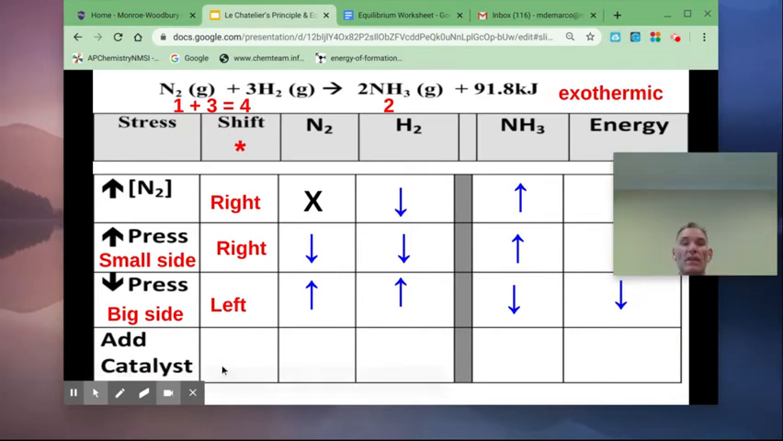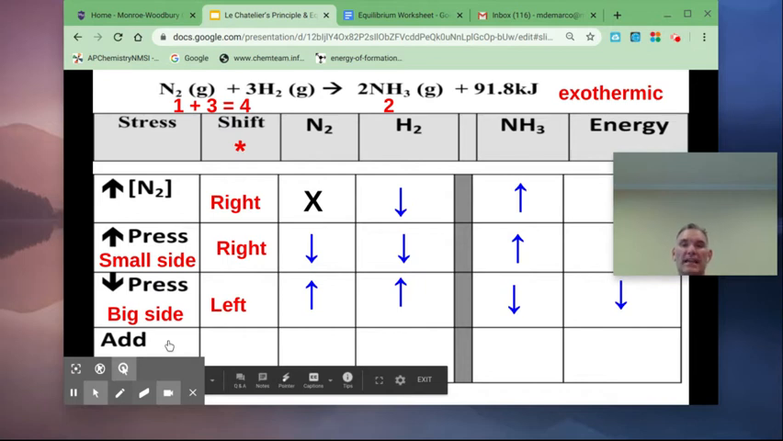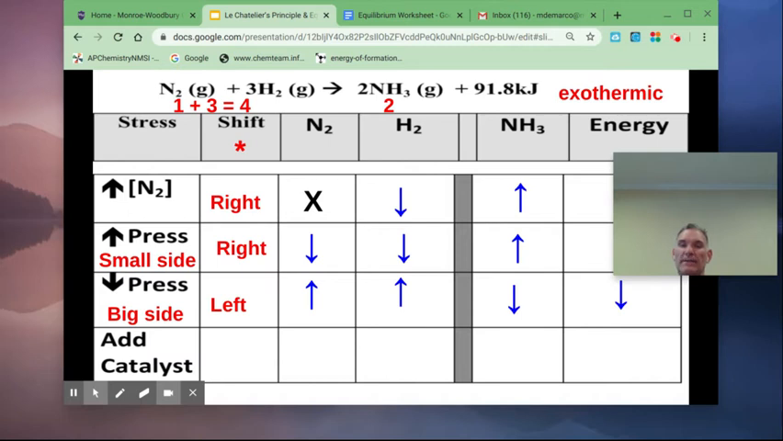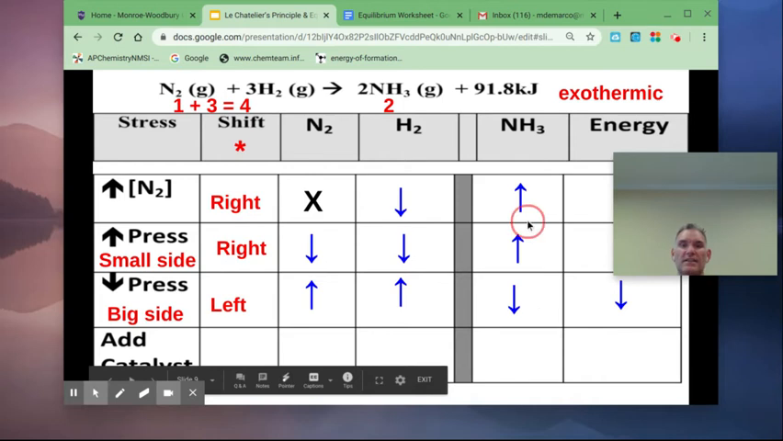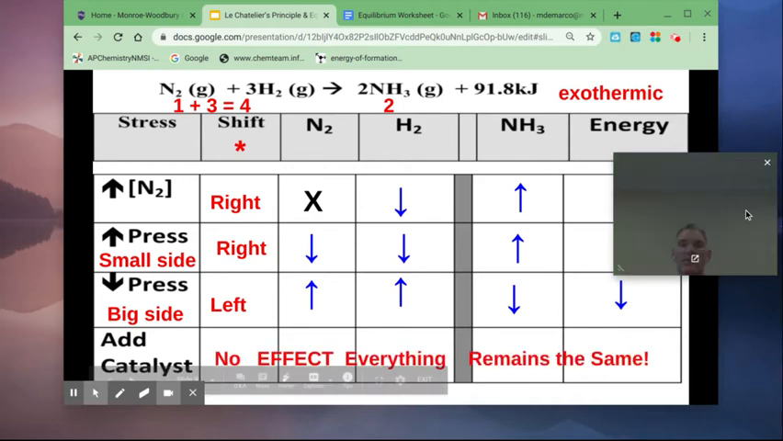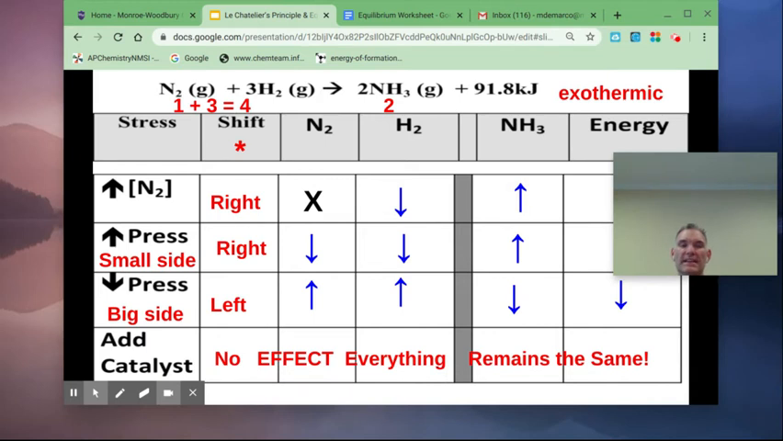Now, adding a catalyst. Remember, a catalyst speeds up a reaction by lowering the activation energy, providing a new pathway. It's going to speed up both directions at the same time. If it does that, there's no effect on anything else. So the catalyst has no effect. Everything remains the same. And whenever they ask you the catalyst question, it's always funny because there's three choices. It'll say increase, decrease, and remains the same. A catalyst only speeds up both directions, which has no net effect.